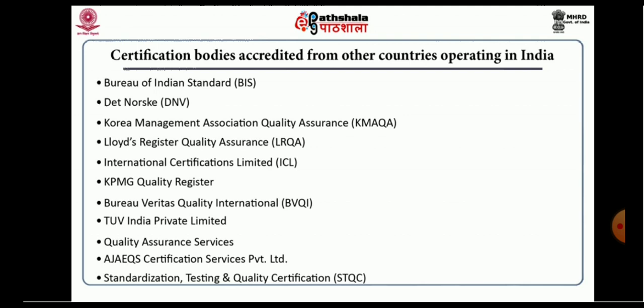And the final is called certification bodies accredited from other countries operating in India. Bureau of Indian Standards BIS, Det Norske Veritas, that is called DNV, Korea Management Association Quality Assurance, that is KMAQA, Lloyd's Register Quality Assurance LRQA, International Certification Limited ICL, KPMG Quality Register, Bureau Veritas Quality International, that is BVQI, TUV India Private Limited, Quality Assurance Services, AJA EQS Certification Services Private Limited, and the final one is called Standardization, Testing and Quality Certification. So these are all the certification bodies accredited from other countries operating in India.